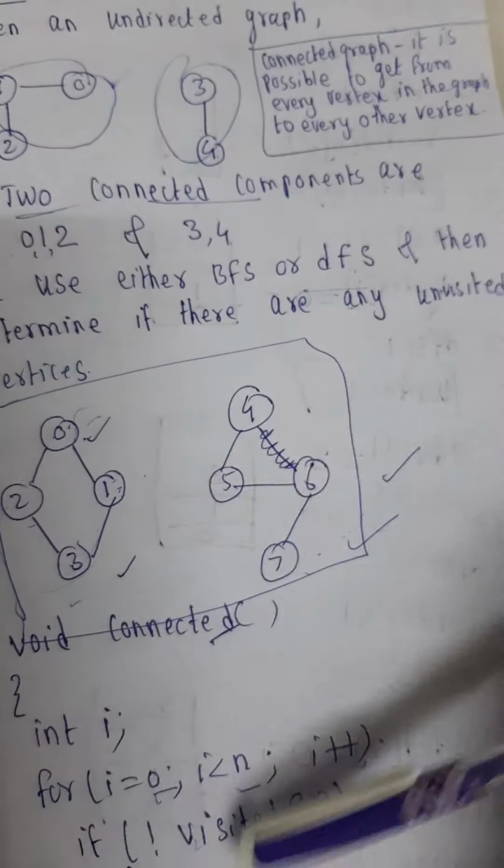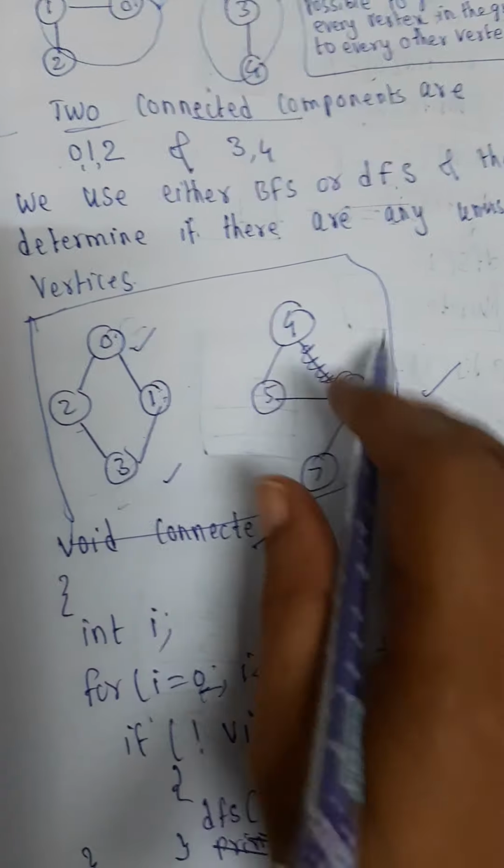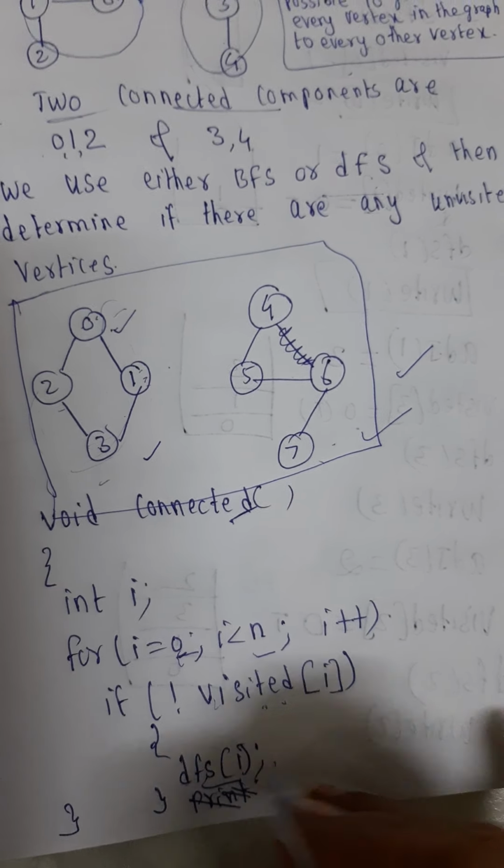Okay, we will start with an example. Now first I equal to 0 I have started. Now this is the graph we have. So first for I equal to 0, I am calling the DFS algorithm.